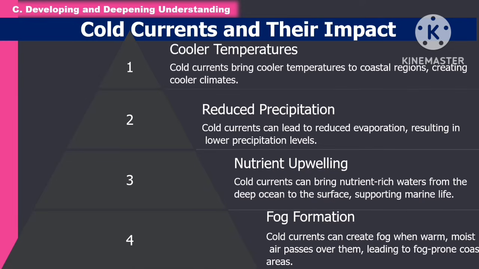The third one is nutrient upwelling. Cold currents can bring nutrient-rich water from the deep ocean to the surface, supporting marine life. And the last one is the fog formation. Cold currents can create fog when warm, moist air passes over them, leading to fog-prone coastal areas.